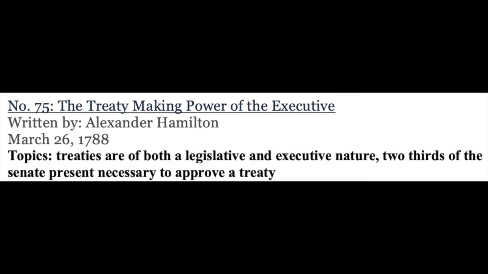We're going to be going over Federalist number 75 today. It is titled The Treaty Making Power of the Executive, written by Alexander Hamilton, March 26th, 1788. Topics include treaties are of both a legislative and executive nature, two-thirds of the Senate present necessary to approve a treaty.